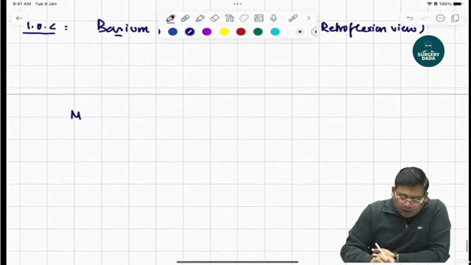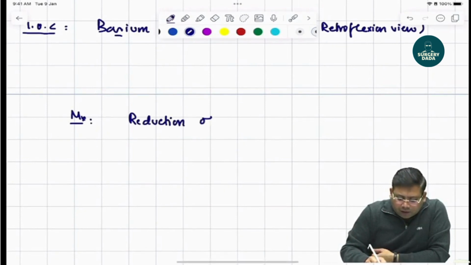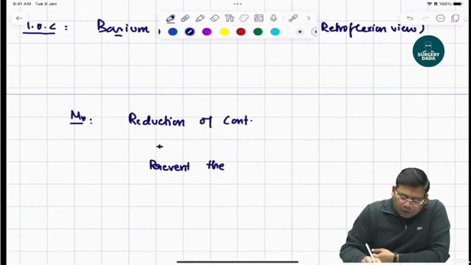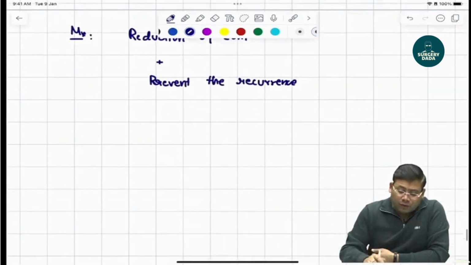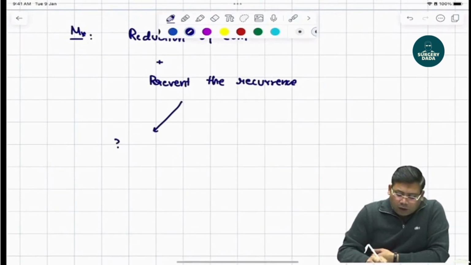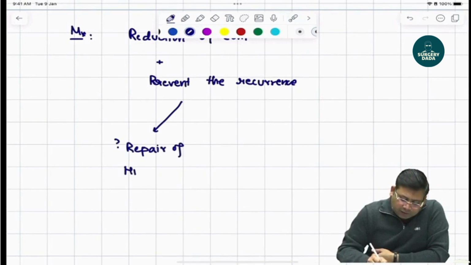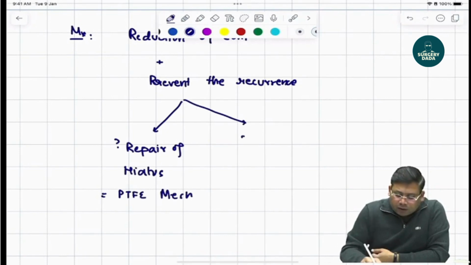And when we talk about the management, reduction is one thing. So you do the reduction of content, point number 1. Along with that, you need to prevent the recurrence. And how do you prevent the recurrence? You need to understand, sir, I need to reinforce the hiatus. So how do you do the repair of the hiatus? So yes, we do repair of hiatus with the help of what, students? PTFE mesh. So Gore-Tex mesh repair is done. And what about the crural repair? So crural approximation is also done.